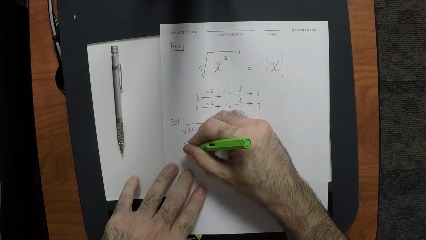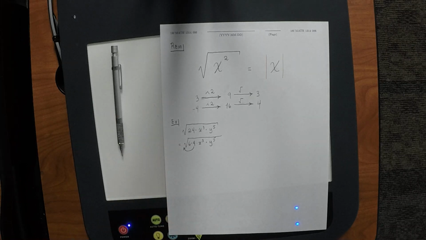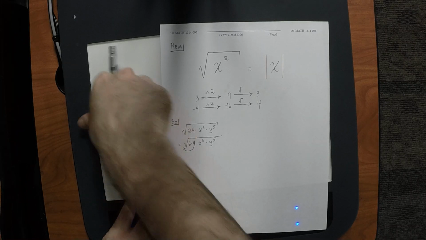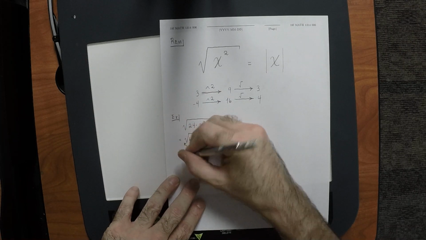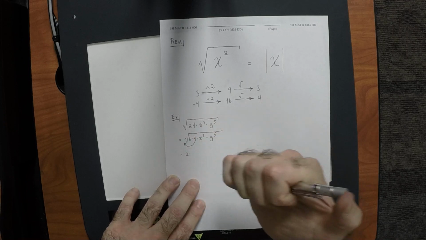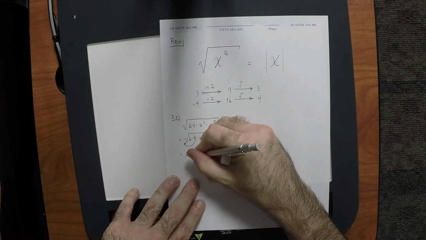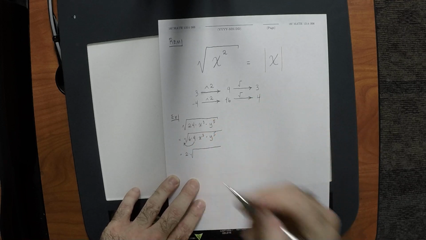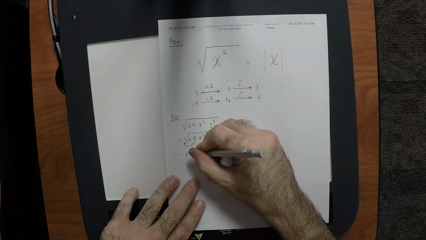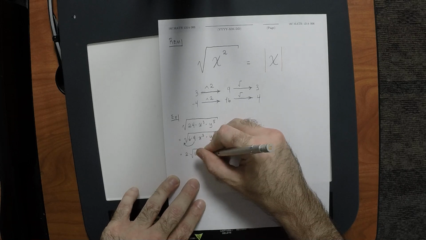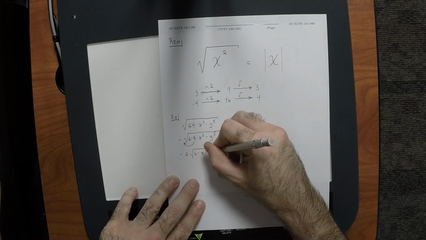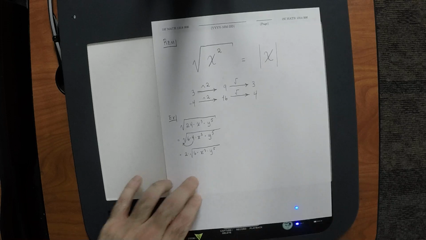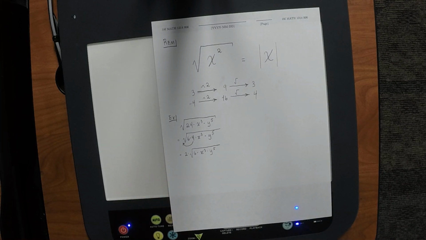And when the 4 comes out, what does it come out as? 2. It comes out as a 2. So you could write it like this: 2 multiplied by the square root, and then what stays in the square root? Okay, very good. All right, good. So now I want to deal with the x's.